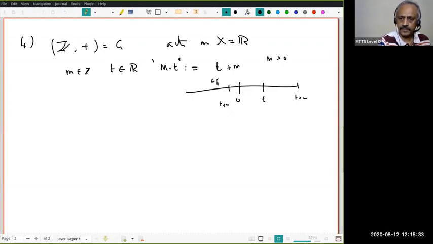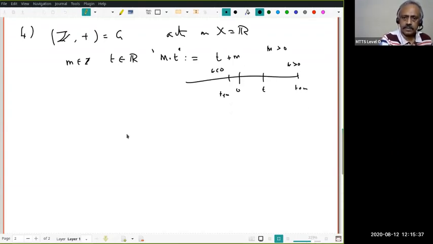Okay, m negative. This is here, m positive. Okay. Therefore, what is the orbit? For example, orbit of 0 will be 0 plus m, as m varies over Z, therefore it is Z.